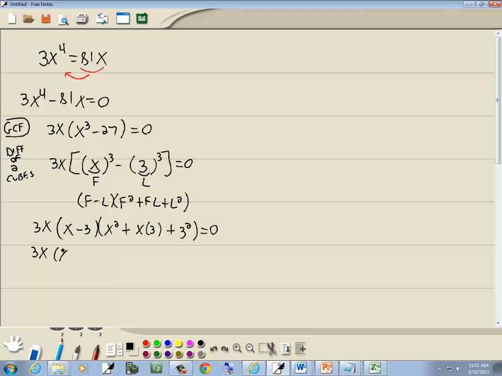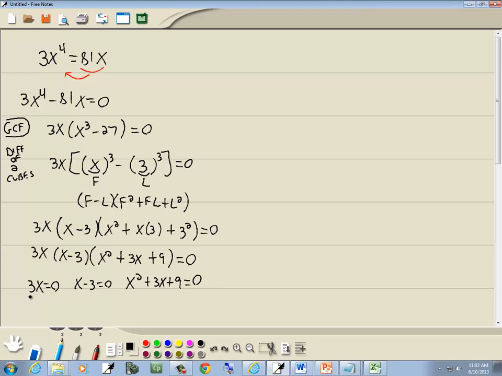So we've got 3x times x minus 3 times x squared plus x times 3, which is 3x, plus 3 squared, which is 9, equals 0. Now this doesn't factor down any further. So the zero factor property says you get 0 on one side, you factor the other side, and you set each factor equal to 0. So I'll set 3x equal to 0, x minus 3 equal to 0, and x squared plus 3x plus 9 equal to 0.